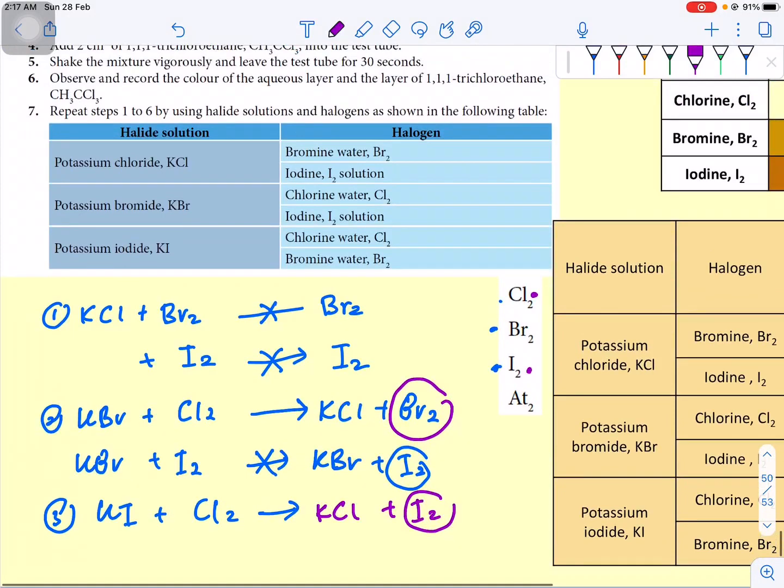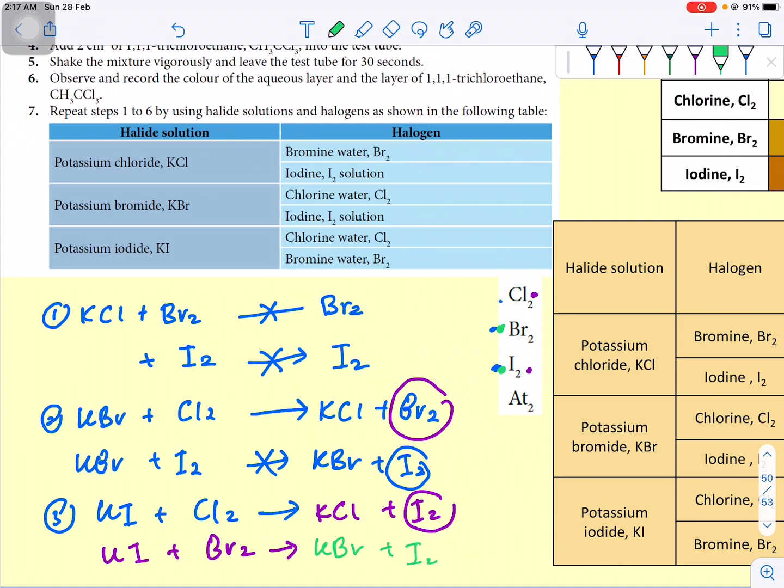Okay. And then KI, potassium iodide with bromine water. Mampukah bromine keluarkan I? Okay, bromine and iodine. Yes, bromine is more reactive. So our product will be potassium bromide and iodine. So sama juga the product bila masuk 111 trichloroethane, we got upper layer brown, bottom layer purple.